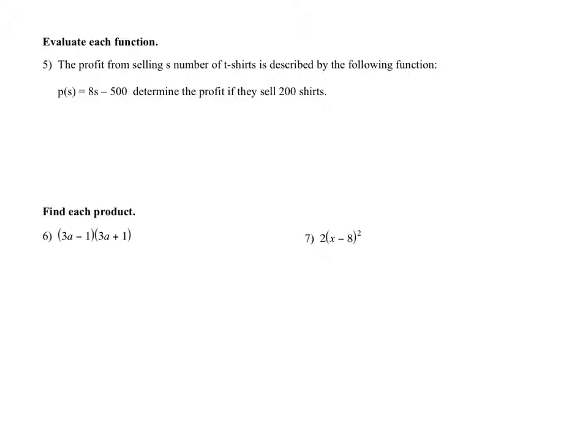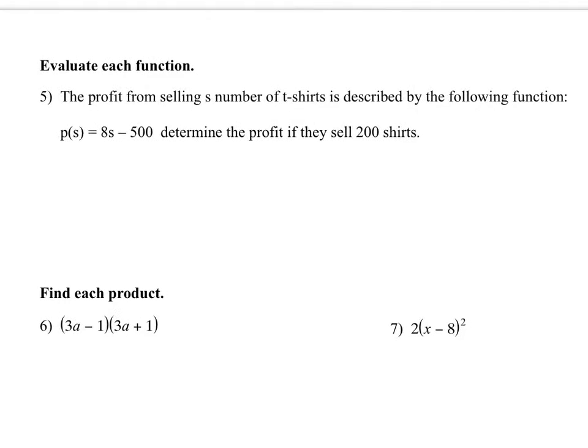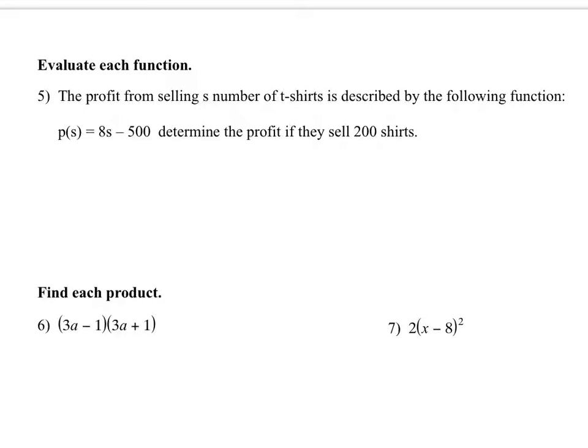Okay, so this is how functions generally are going to be used. So I tell you the profit from selling S number of shirts is described by the following function. So profit in terms of S, so S is the number of shirts that we're selling, and 8S minus 500 is the formula. So determine the profit if they sell 200 shirts.